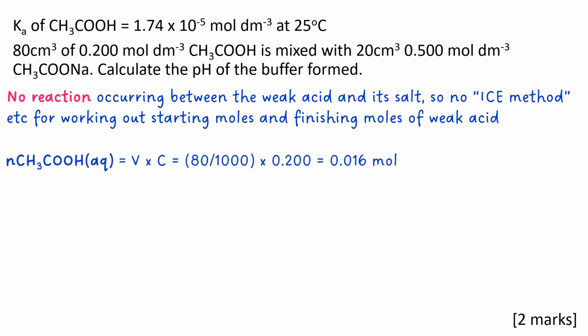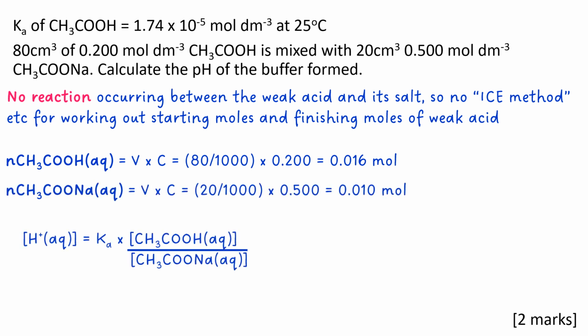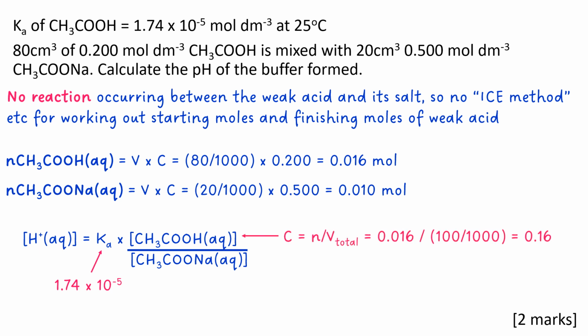So you work out the starting moles of your weak acid first of all, and the starting moles of your conjugate base, and you can simply plug those into the rearranged buffer calculation formula. So the Ka expression is rearranged so that H plus concentration is the subject. Think about what you've got already. You've got the Ka value. You've now worked out the moles, and you can turn it into the concentration.